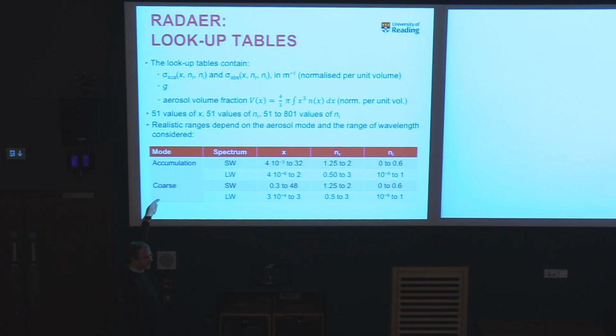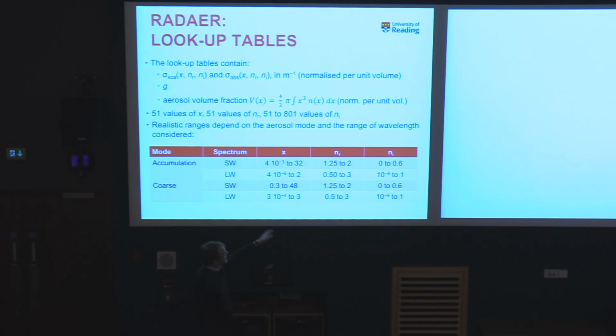So there are different lookup tables for accumulation and coarse mode. The reason is that the range of size parameters covered by those two modes is quite different, so it makes sense to separate the lookup tables so that we can put the resolution where it matters.